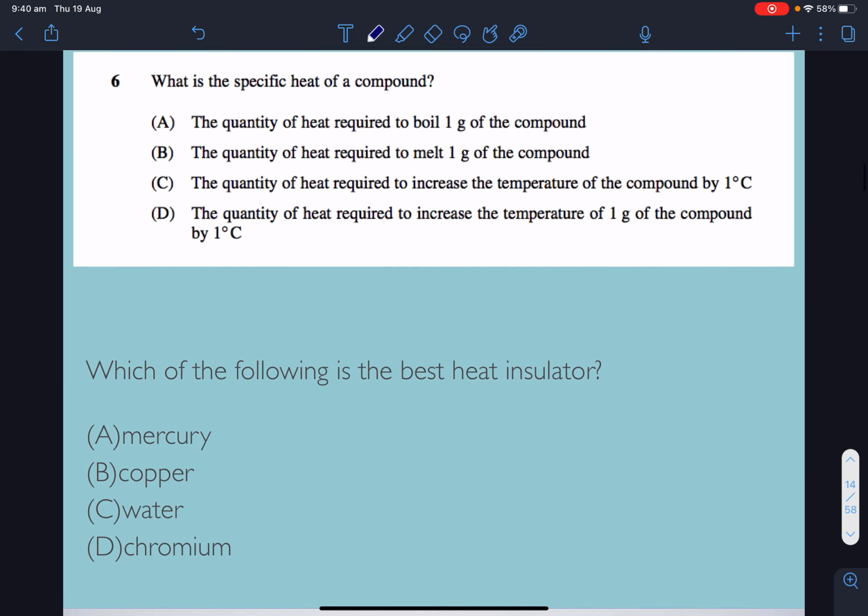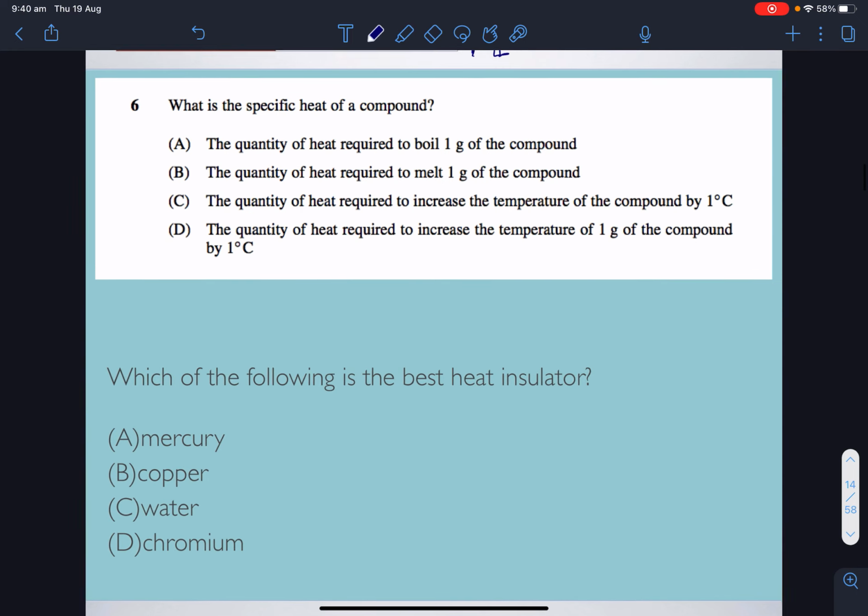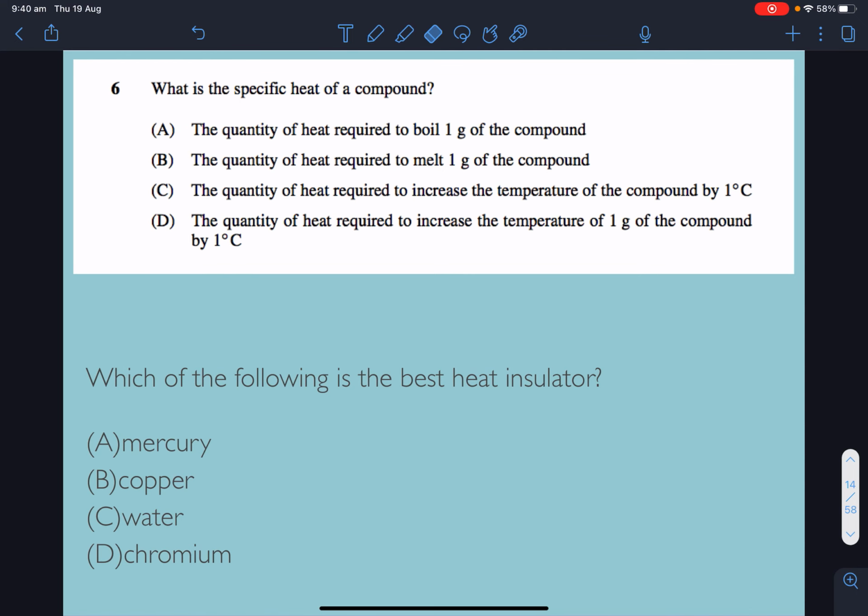Okay, one past paper question and one Mr. Roberts question. Let's see how we go. What is the specific heat of a compound? So it's going back to that definition that we just learnt. The quantity of heat required to boil 1 gram of the compound. No, we're not talking about boiling. We're just talking about changing the temperature.